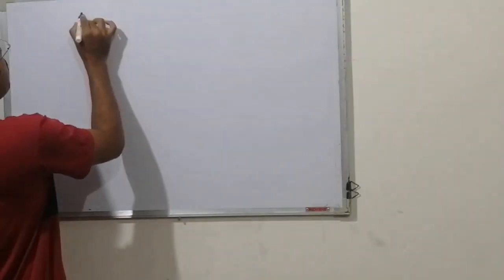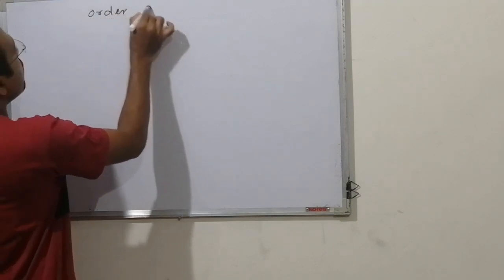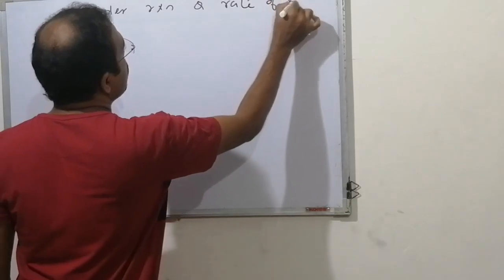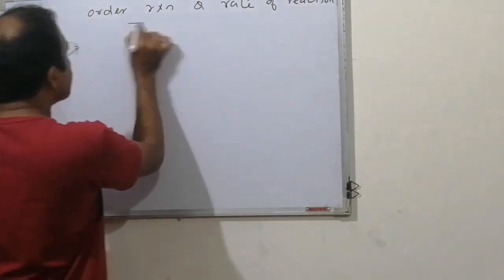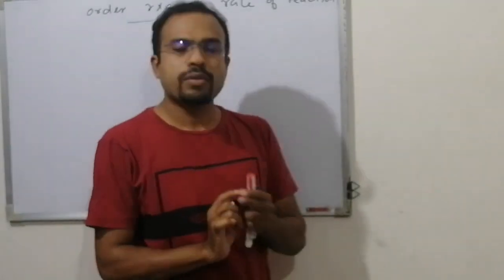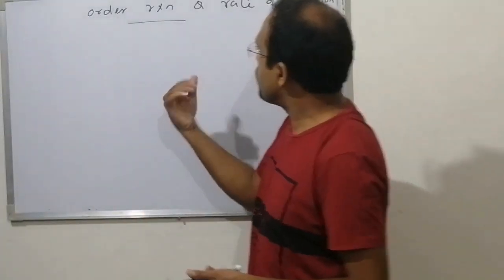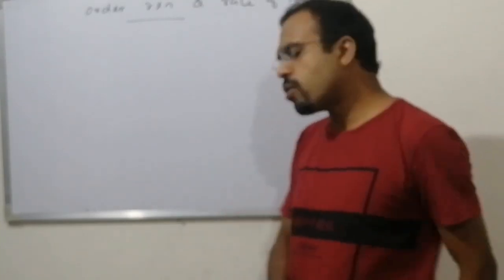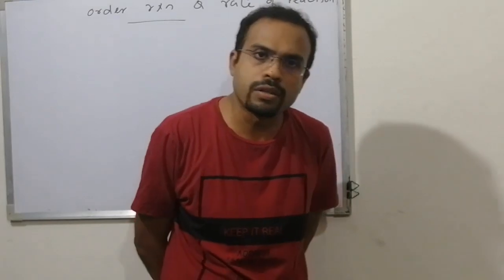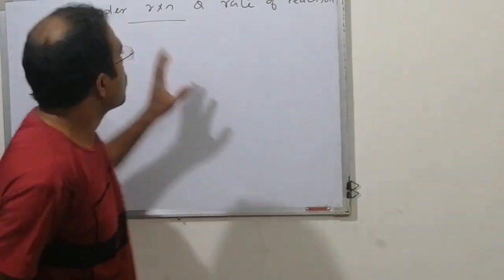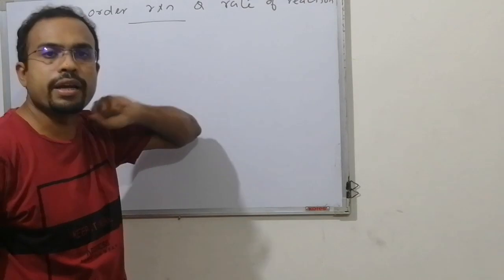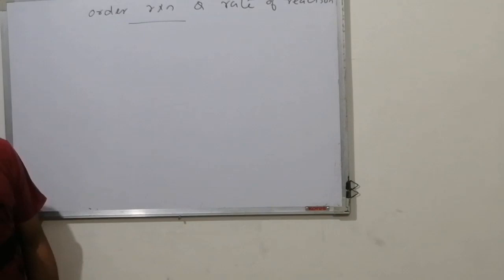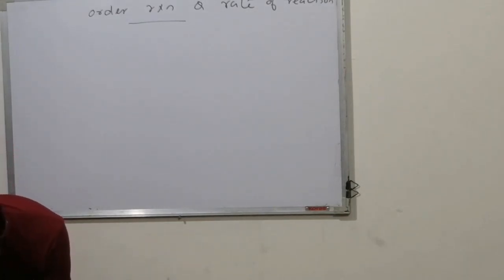Now, next is order of reaction and rate of reaction. It is one of the important topics where there is a lot of scope for numericals. When you take any competitive examination, university examination or board examination, you will see a lot of numericals from these topics. We can do one question here. I have the data.